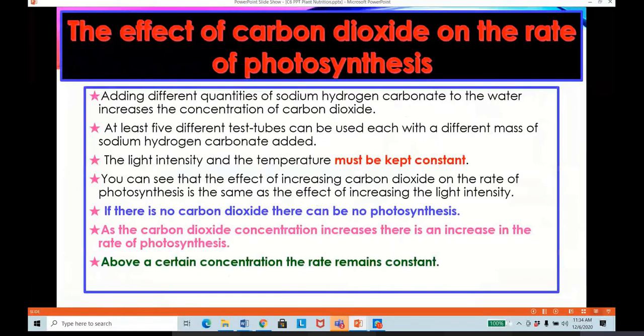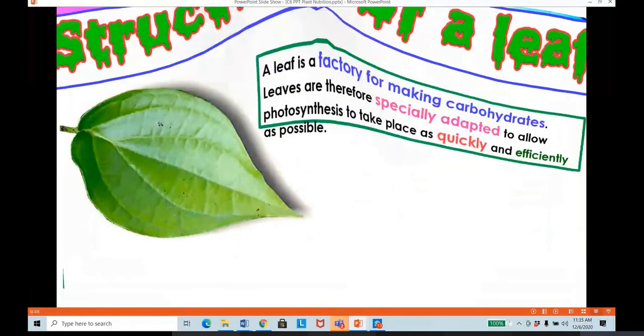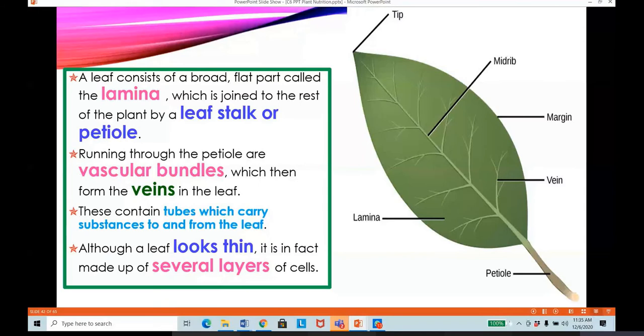Yeah, so we were doing the structure of the leaf. We discussed this already. So can someone please tell me what are the physical parts of a leaf? What are the parts of the leaves you see when you look at a leaf with your naked eye? The tip, the midrib, margin, vein, petiole, and lamina. Excellent. Thank you so much, sweeties.